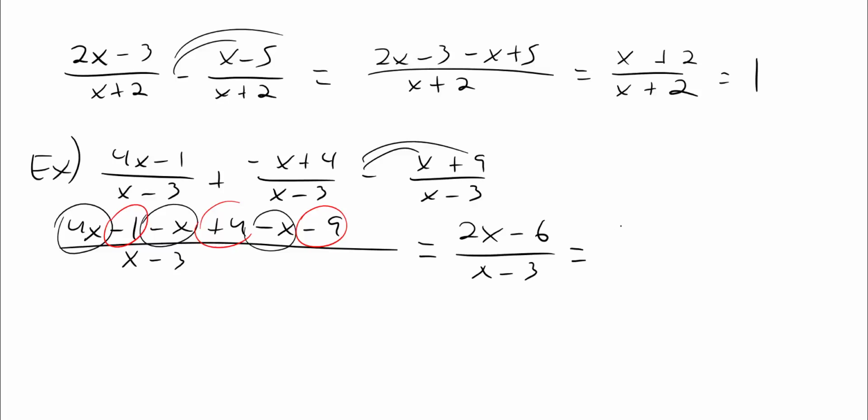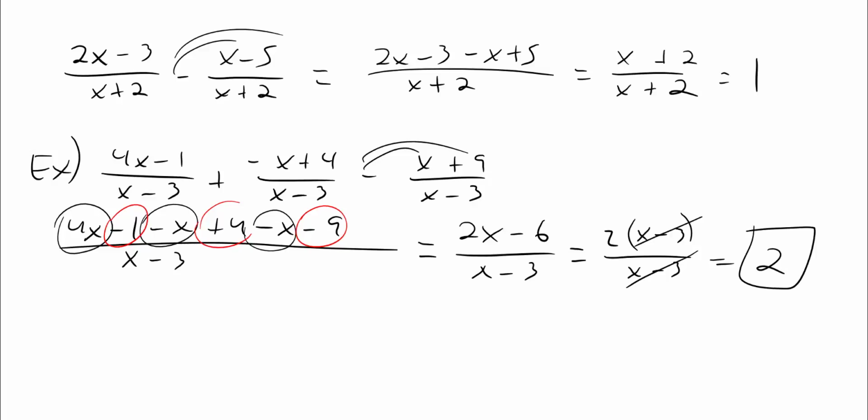Factor the top. Always factor the top. I can factor a 2 out, and I factor 2 out. I get x minus 3. And the bottom is x minus 3. Hey! Remember, you can only cancel if it's exactly the same and there's multiplication. So here it cancels, and my answer is just 2.